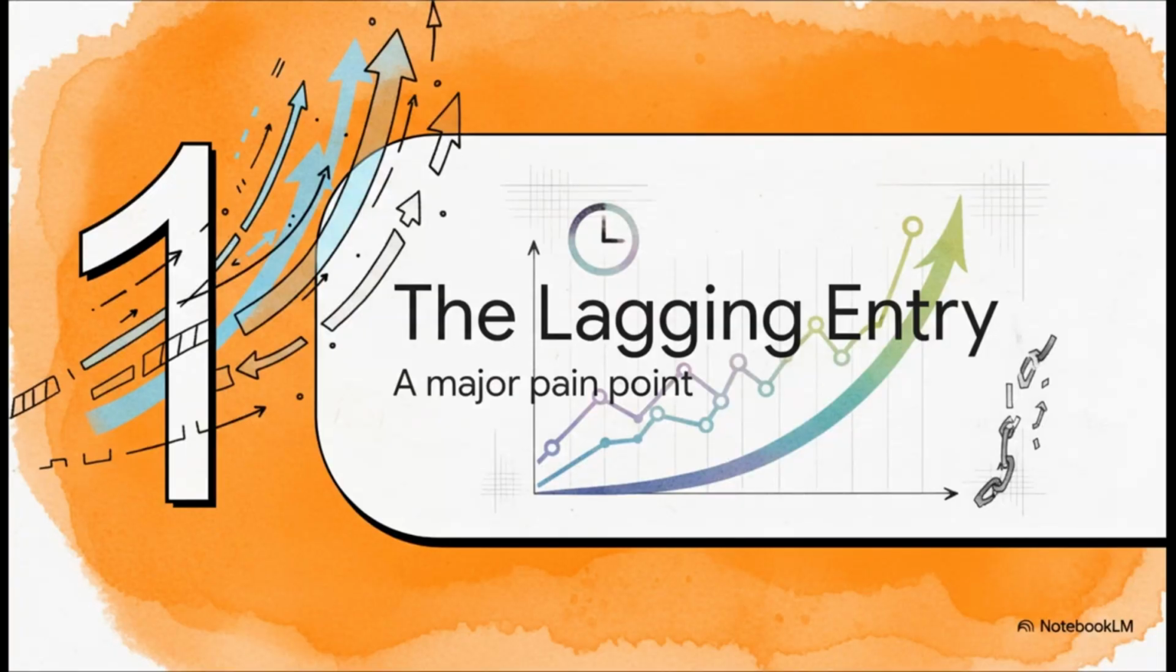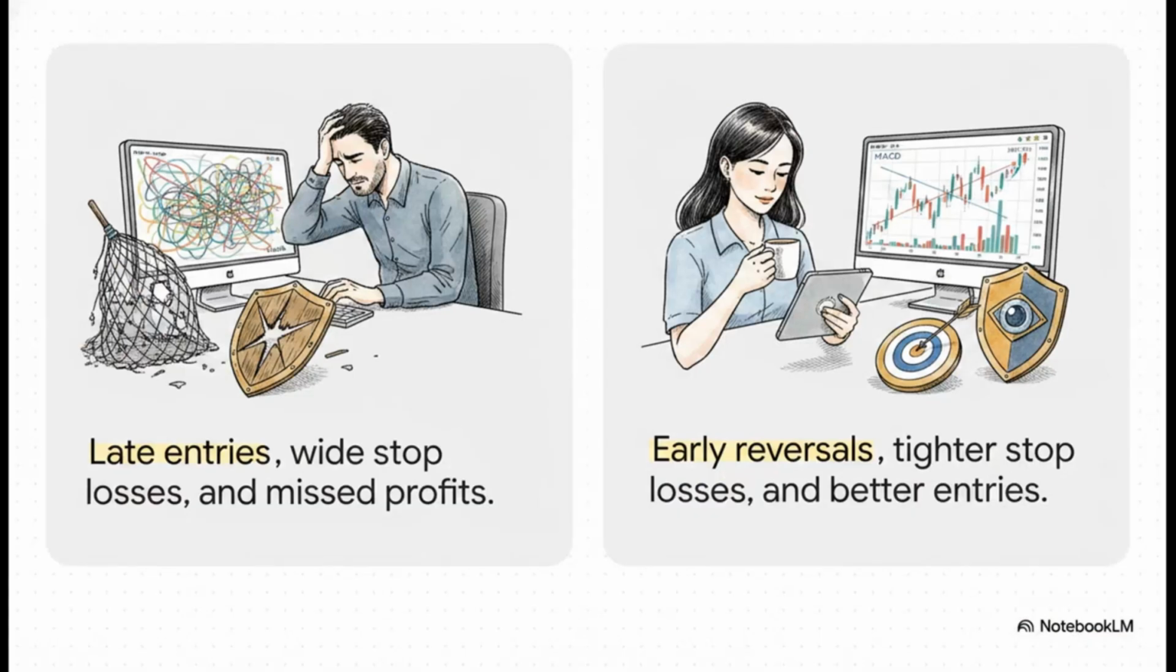We've got to start with a massive hurdle that trips up both newcomers and seasoned pros alike. Relying on traditional indicators usually means missing the best part of the move. Think about traditional moving average crossovers, right? Like the 12 and 26 EMA. They usually only happen after the price has already made a huge move. You're late to the party, and because you're late, you have to use a much wider stop loss just to stay safe. Higher risk, drastically reduced profit potential.